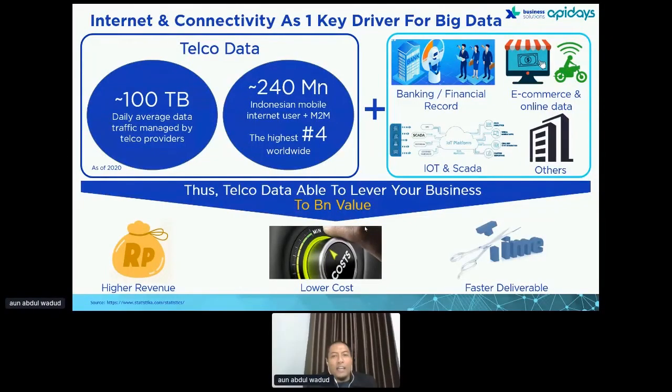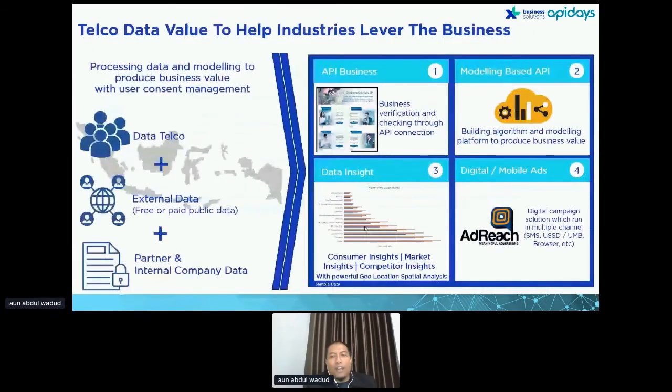And I would like to share what we have done and what type of service we can develop for you. The first one is API business, which is we provide you some subset of the API from telco. The second is modeling API, the one that we shared to you before. The third one is data insight. And the last is mobile advertisement. This subset can support any vertical, but based on our experience, the majority is coming from financial services.